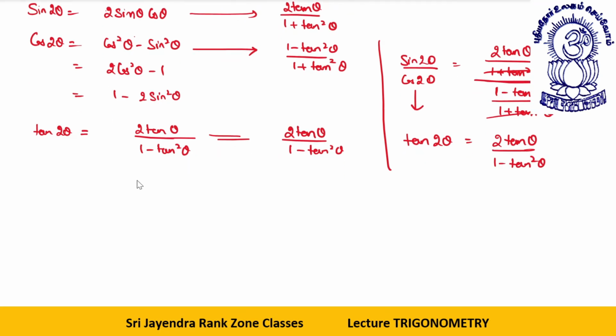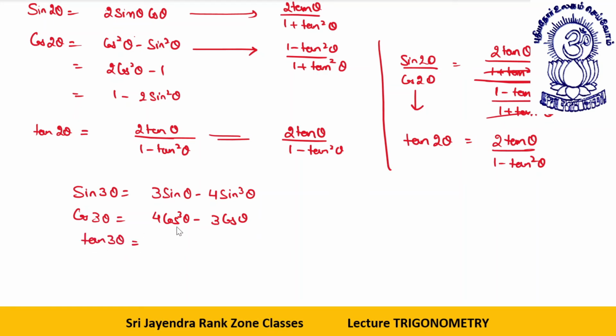Now let's come to 3 theta formulas. Sine 3 theta is 3 sine theta minus 4 sine cube theta. Cos 3 theta is 4 cos cube theta minus 3 cos theta. Last, tan 3 theta is 3 tan theta minus tan cube theta upon 1 minus 3 tan square theta.